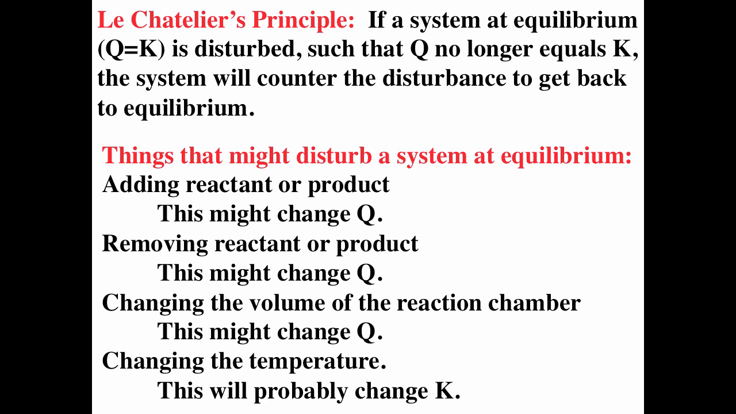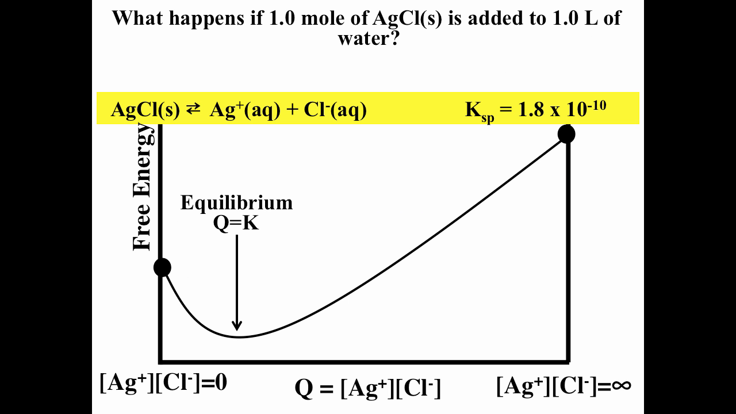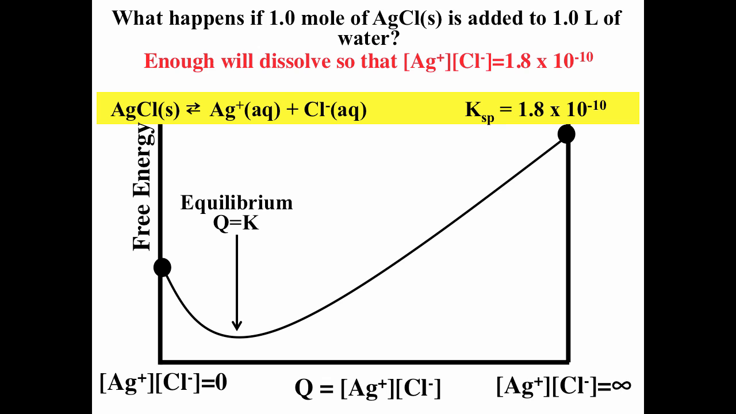Now we can look at a very simple example. So we have silver chloride. If we add 1 mole of silver chloride to 1 liter of water, what happens? If we look at the equilibrium, silver chloride solid going to silver ions plus chloride ions, the Ksp is 1.8 times 10 to the minus 10. So silver chloride is not very soluble. If we add 1 mole of silver chloride, enough will dissolve until we get to that minimum, until we form what's referred to as a saturated solution, until the silver ion concentration times the chloride ion concentration equals the Ksp, which is 1.8 times 10 to the minus 10. The rest will remain solid.